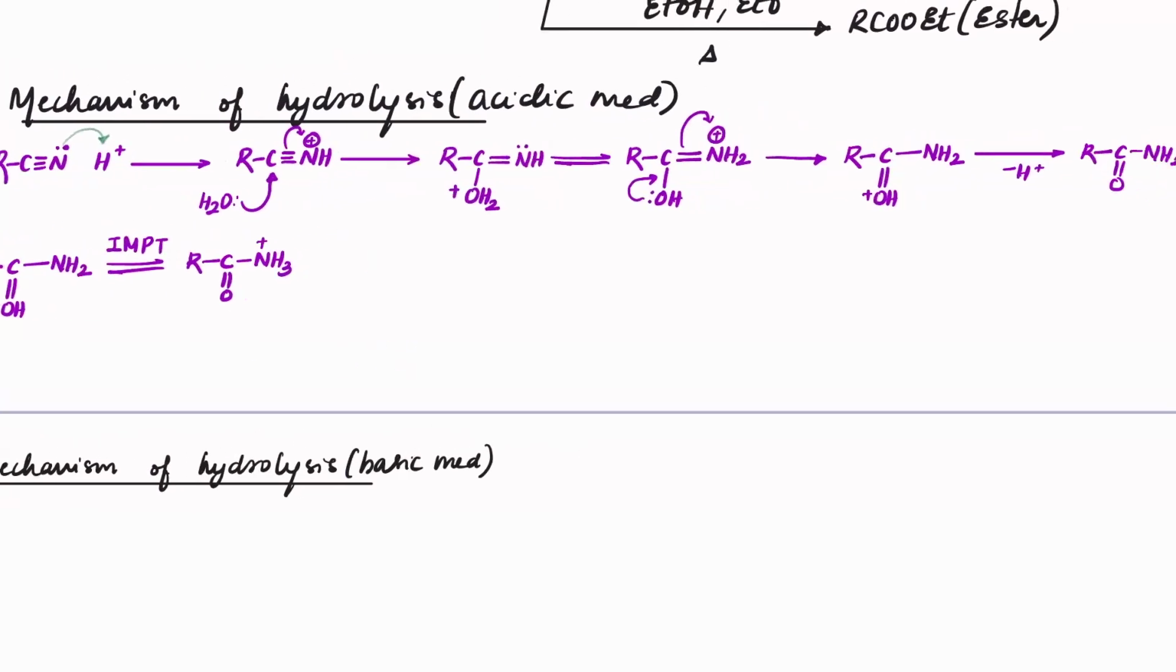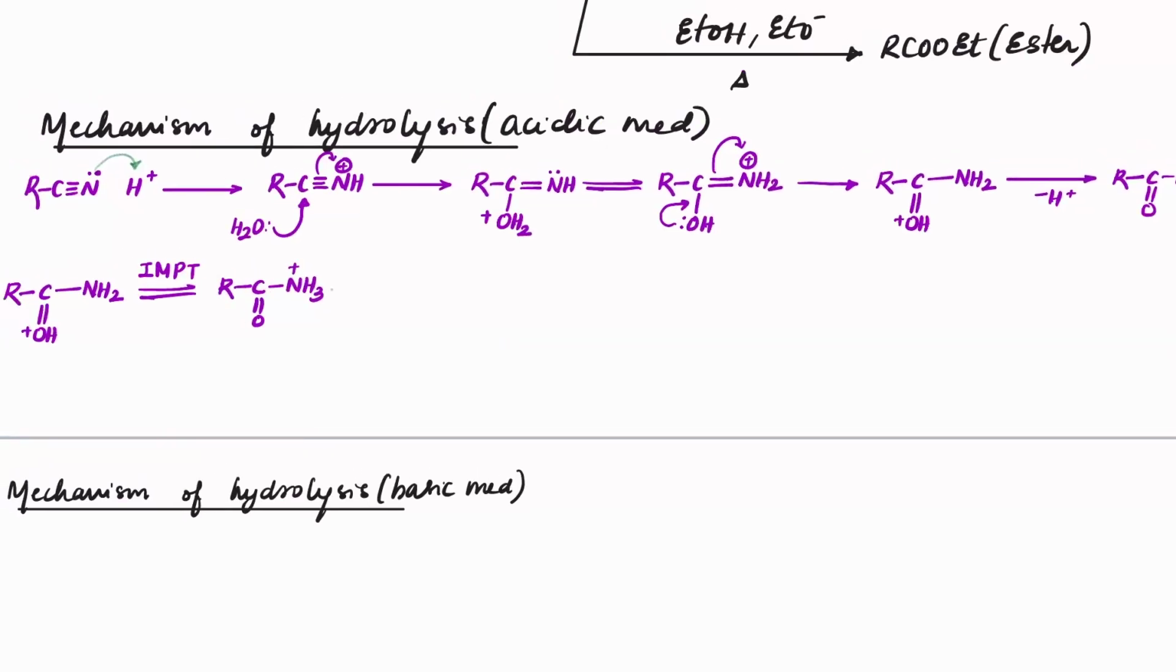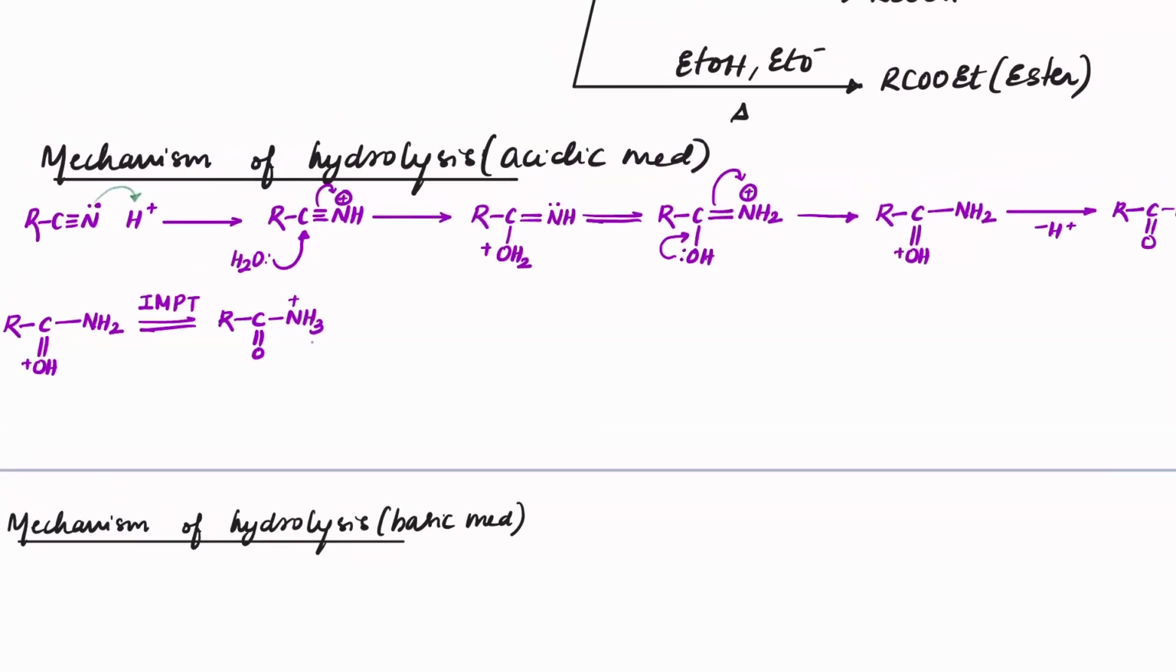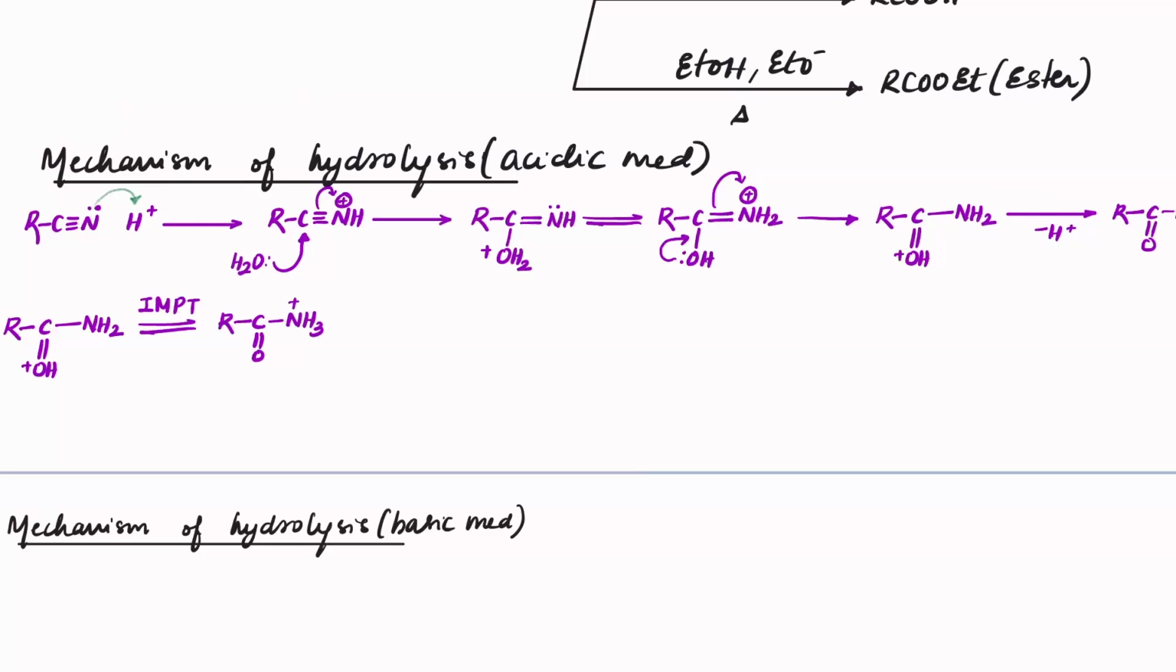But in case you keep a sufficient amount of acid, it will continue to go through intra IMPT, and NH3 plus is a good leaving group now. So water can attack on the carbon here, and that helps in removing NH3. Thus we will get RC double bond O OH2 plus and ammonia.